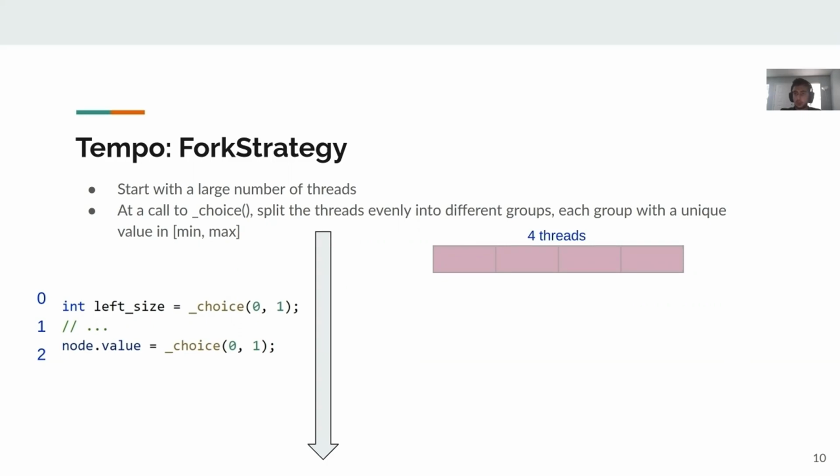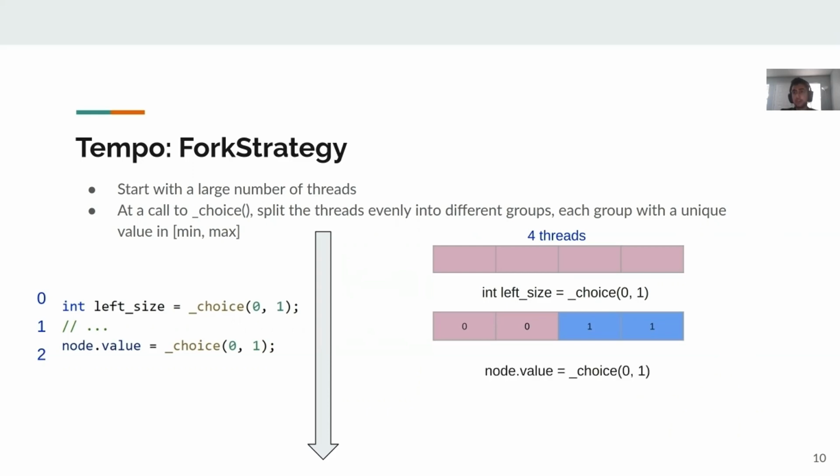Say we start with 4 threads, and I will explain how we get this number later on. And with it, we then want to execute this TGP. We get to the first choice, which has 2 possible choices, 0 or 1. So we split this group of threads into 2, assigning 0 to the first group and 1 to the second. Then we continue execution, and eventually we reach the second choice. Once again, we have 2 choices. So we split each new group into 2 more groups. We end up with 4 groups with 1 thread each, with each group having a unique combination of choice values, 0, 0, 0, 1, 1, 0, and 1, 1.